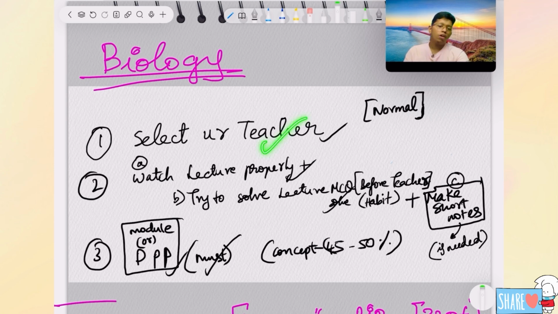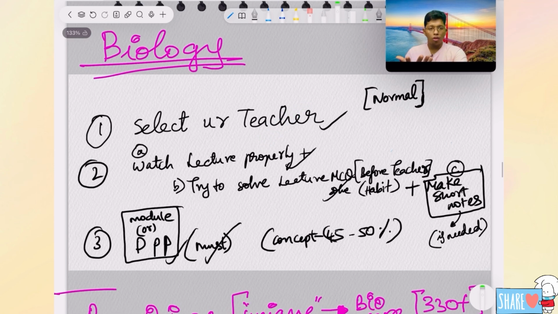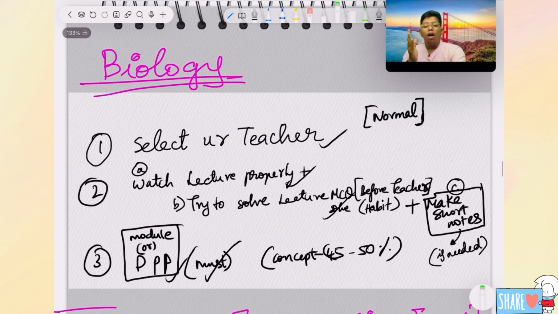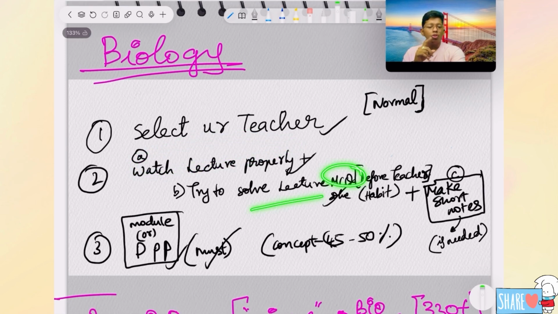But I think most of you have selected teachers, started studying and completed the syllabus, many chapters also. First, watching the lecture properly is a must. Next, try to solve the MCQs or questions. Whatever questions the teachers give you, or 3 extra practice questions from the lecture, try to solve them before it.